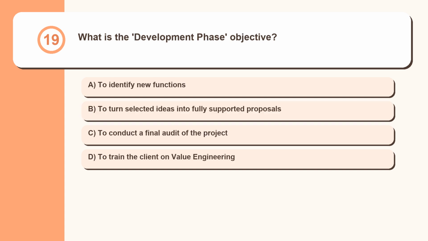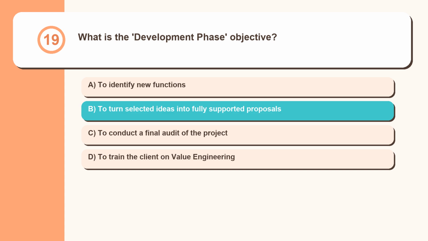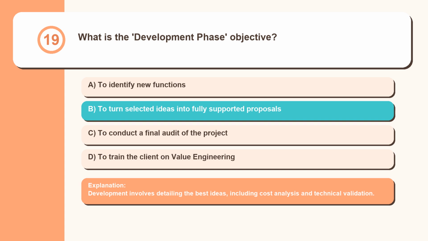Question 19. What is the development phase objective? To identify new functions, to turn selected ideas into fully supported proposals, to conduct a final audit of the project, to train the client on value engineering. Development involves detailing the best ideas, including cost analysis and technical validation.